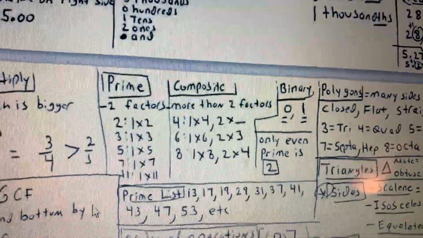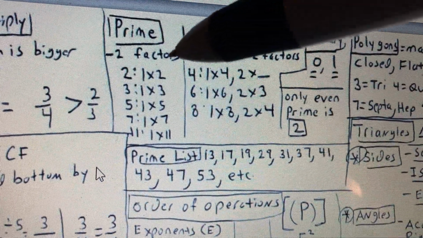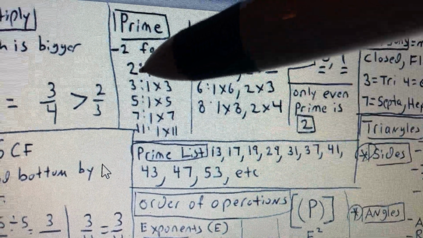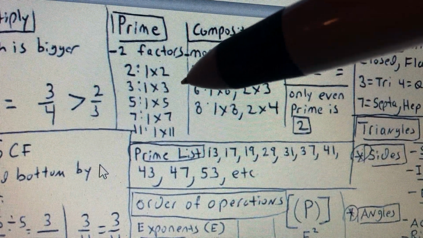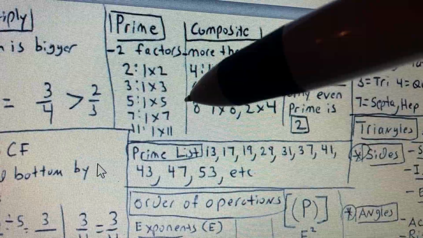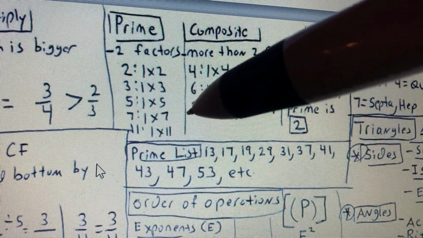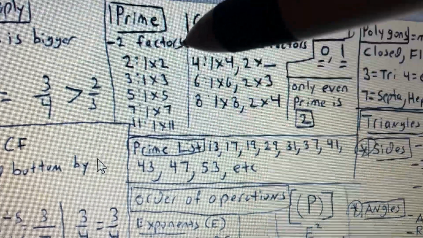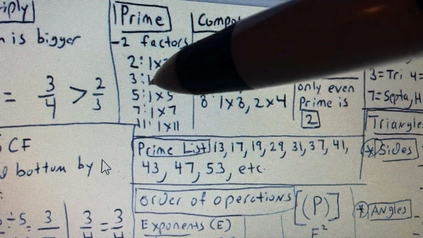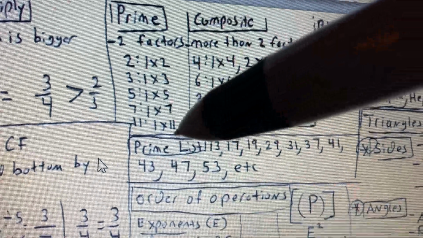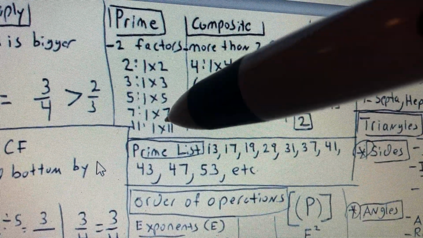Now, prime, composite, binary. Prime numbers only have 2 factors, 1 and itself. 2 is the only even prime number. 1 times 2, so it's prime. 3, 1 times 3, it's prime. 5, 1 times 5 is prime. 7, 1 times 7, it's prime. 1 times 11 is prime. Because think about it. If you try a 2 times something, it's not going to equal 3 exactly. And you can't use decimals, so don't try that. You can't use halves, any of that kind of stuff.